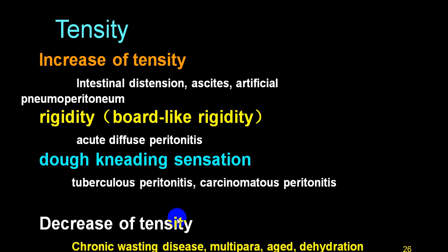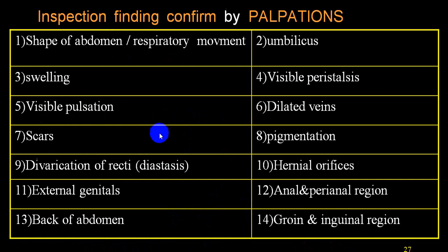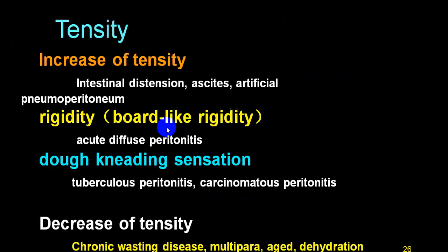So if you get a board like rigidity, it is classical of peritonitis. It is very characteristic of peritonitis, and also in case of tetanus. And I have already mentioned, in case of tetanus, do look for trismus and risus sardonicus, and a good number of times the person may get tetanic spasm and even opisthotonus, which is not characteristic in a case of peritonitis.